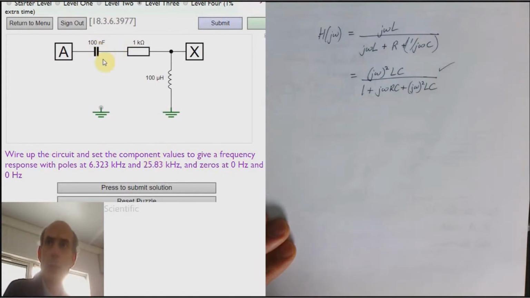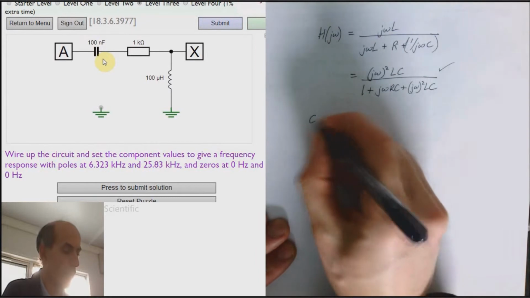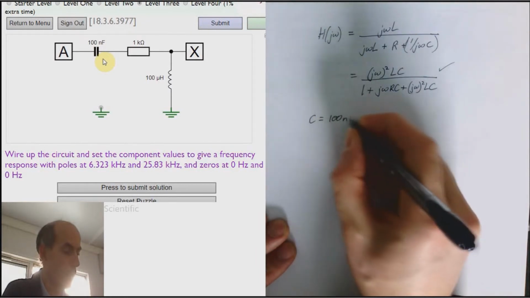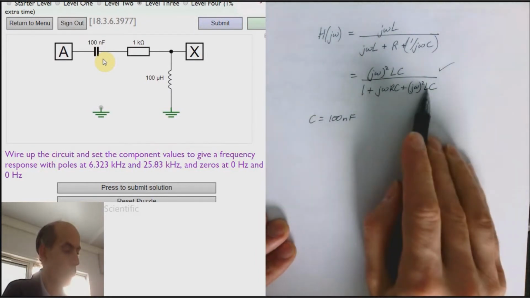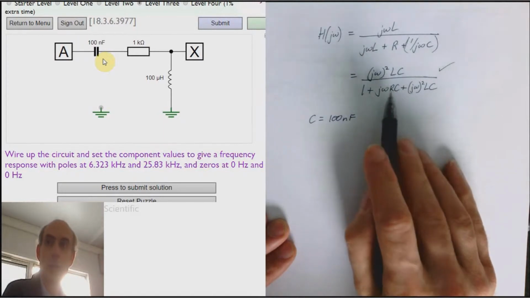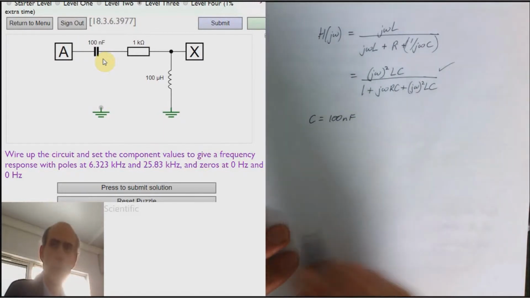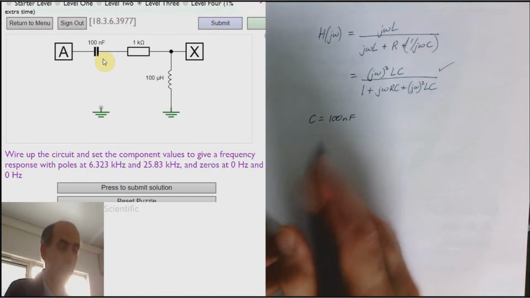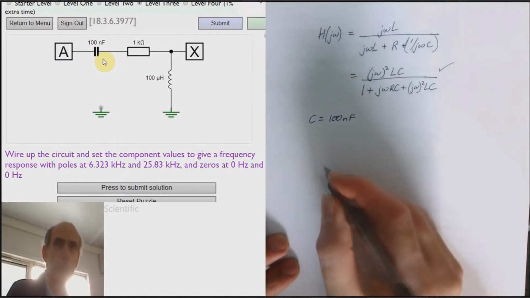Capacitor is 100 nanofarads. Let's just use that one. It's as good a value as any, and work out what the value of the inductor and the resistor have to be. Okay, two really useful things to know about second order systems to solve this kind of problem.